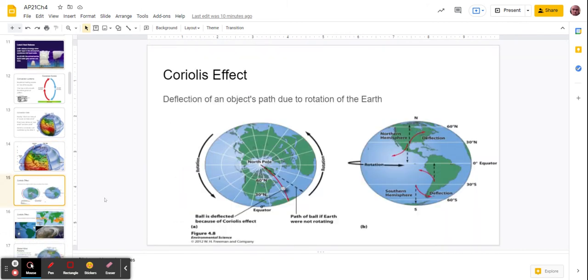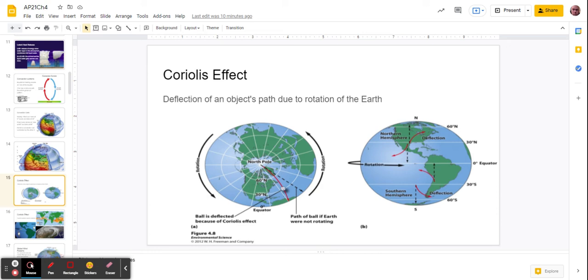The Coriolis effect is the deflection of an object's path due to the rotation of the Earth. Imagine you're at the North Pole and you want to throw a baseball to your friend at the equator. You throw it, thinking you're throwing straight to them. The reality is, as you throw the ball, the Earth spins from underneath it and it curves to the side. This curving to the side is the Coriolis effect. And that causes our entire air masses to spin along the surface of the Earth.